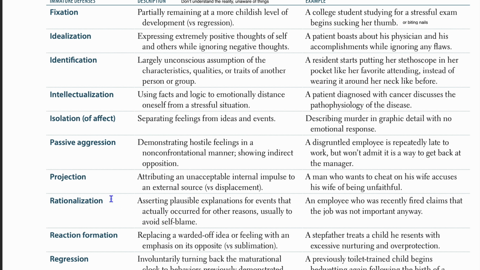Okay, so yeah, rationalization. This is different than intellectualization. Okay, so using facts and logic to emotionally distance oneself from a stressful situation. You should be able to differentiate between those two.